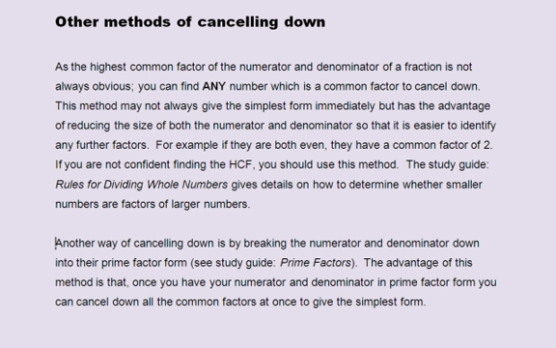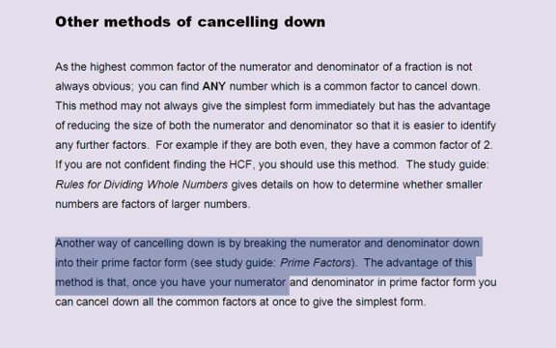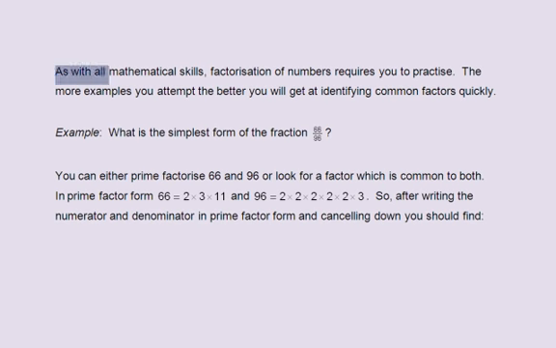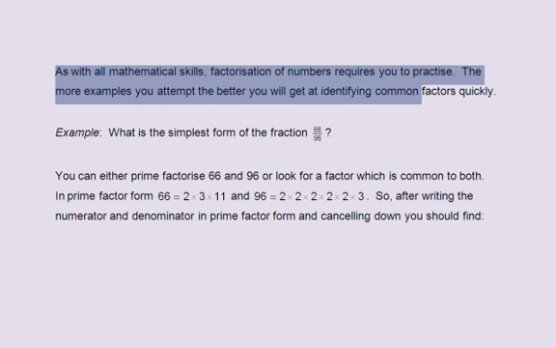Another way of cancelling down is by breaking the numerator and denominator down into their prime factor form. See study guide, Prime Factors. The advantage of this method is that once you have your numerator and denominator in prime factor form, you can cancel down all the common factors at once to give the simplest form. As with all mathematical skills, factorisation of numbers requires you to practice. The more examples you attempt, the better you will get at identifying common factors quickly.